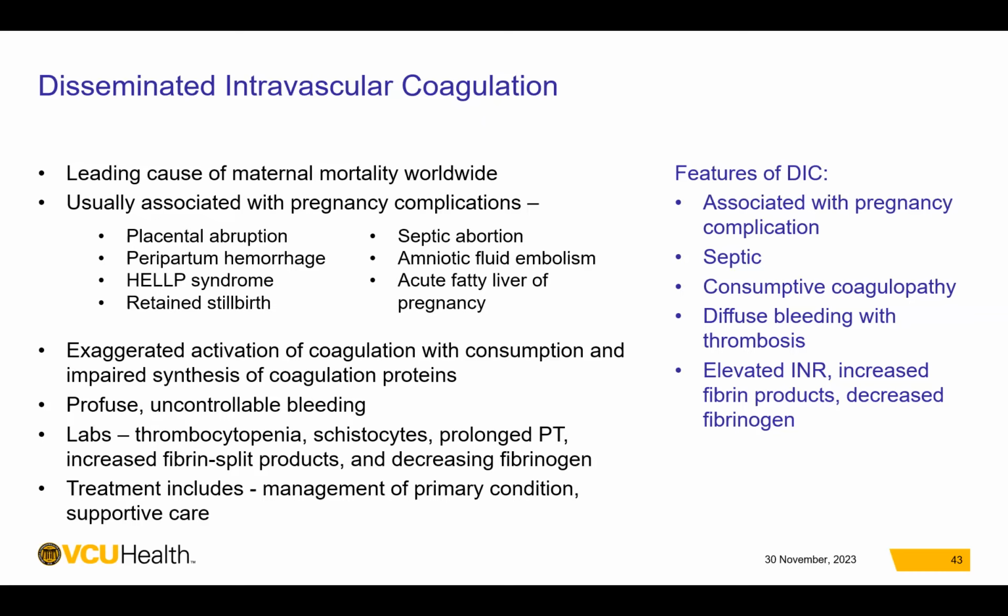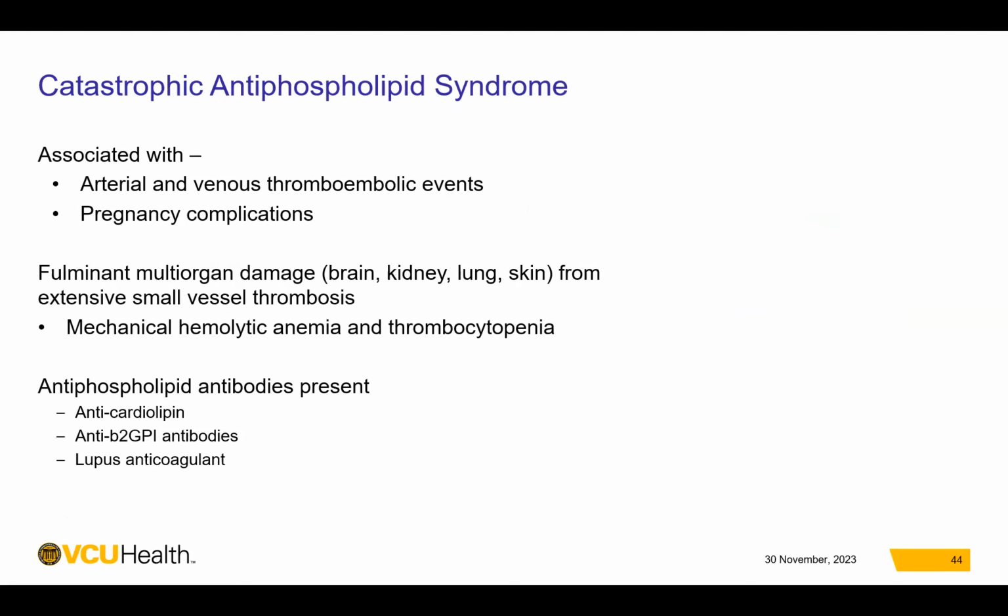Labs, you have the thrombocytopenia and schistocytes, but the thing that separates this is you have prolonged PT, increased fibrin split products, and decreasing fibrinogen. And treatment involves managing the primary condition and supporting the patient through. Well, our patient had normal coags. So for that reason, I'm going to take this off of our list.